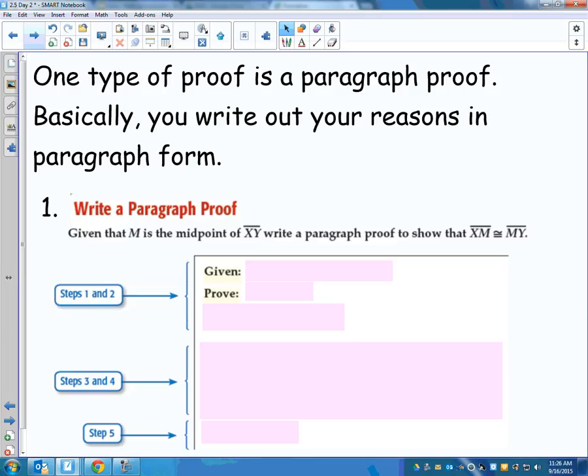So, step 1, you always want to state what they give you. What did they give us in this? What did they tell us is true? M is the midpoint of XY. So my given is M is the midpoint of XY. That's step 1. Write what you're given. Step 2. What are we trying to prove? XM equals MY. XM is congruent to MY, right?